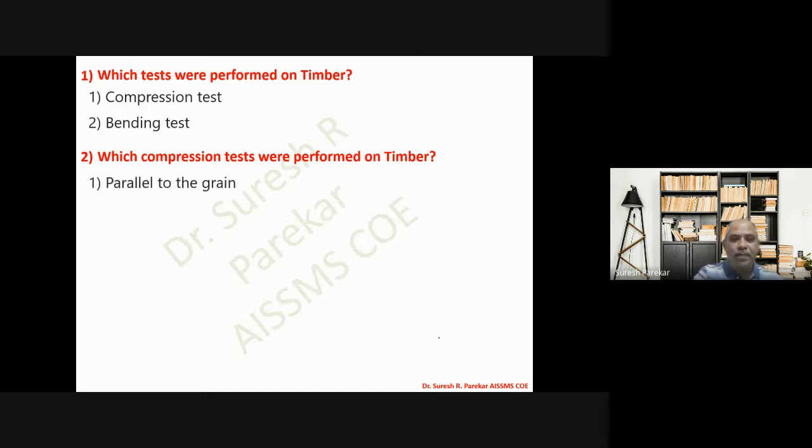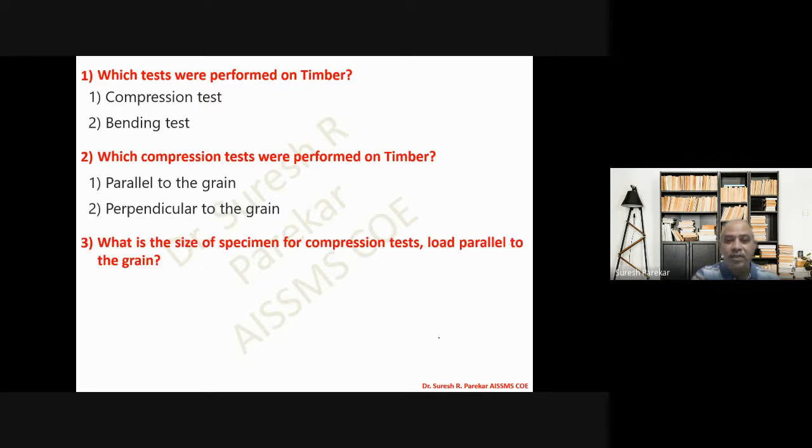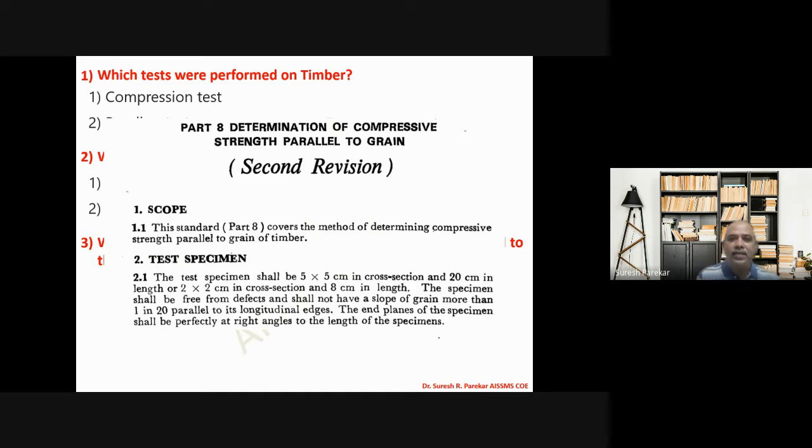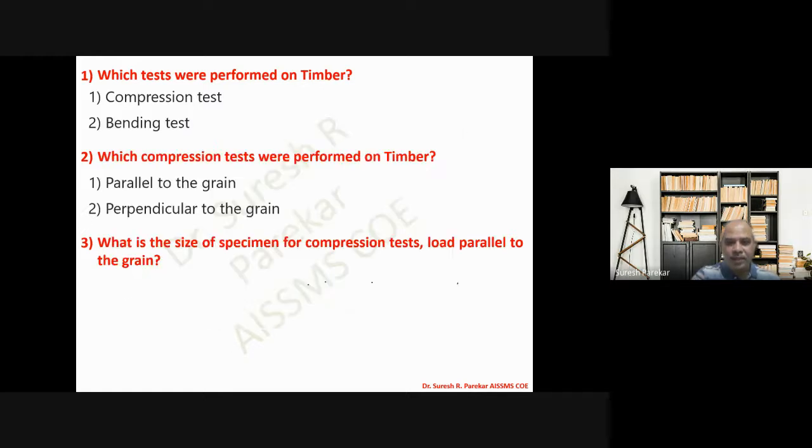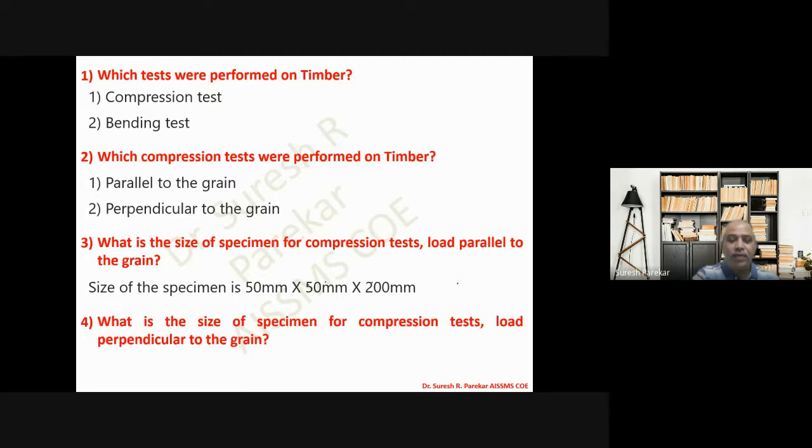So first we have parallel to the grain, second we have perpendicular to the grain. Then what is the size of the specimen for the compression test with load parallel to the grain? The test specimen is 5 centimeter by 5 centimeter by 20 centimeter, so we can say 50 by 50 by 200 millimeters. What is the size of the specimen for load perpendicular to the grain? 50 by 150 millimeters.